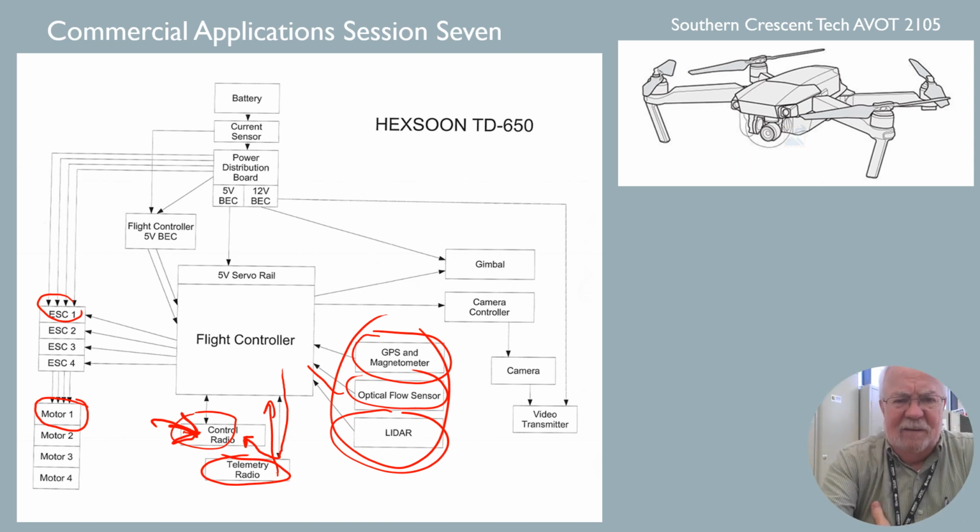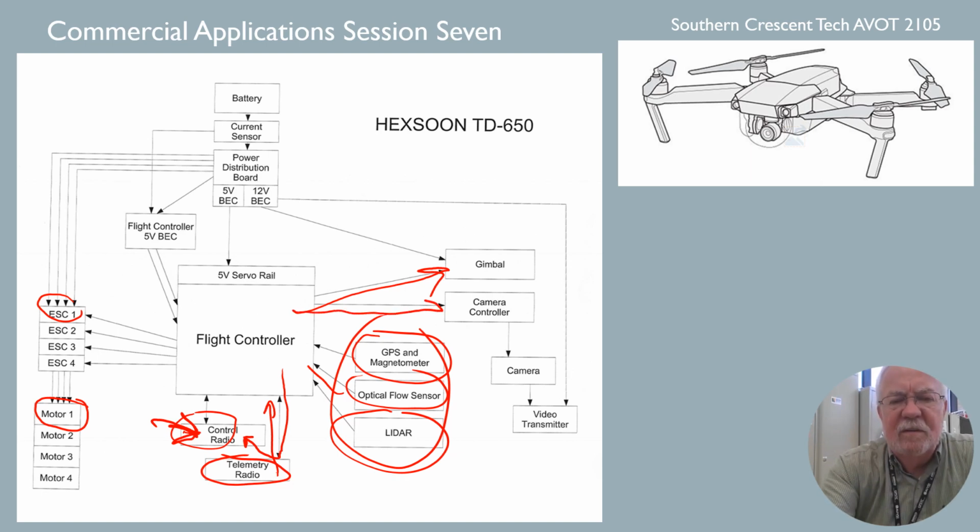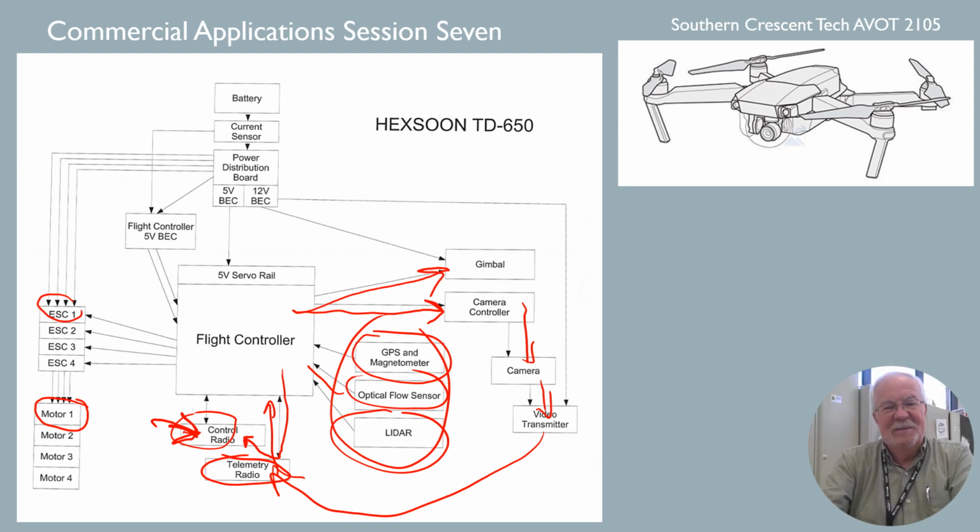That's the schematic there. The flight controller also sends some of this information that it's received from you or from an automated flight plan out to the gimbal, because you're asking it to tip up and down, right? It's also sending some information and commands to the camera controller. The camera controller sends it to the camera, which sends it to the video transmitter. The video transmitter is sending it to you. It may or may not be using the telemetry radio to do that. Most likely it is.